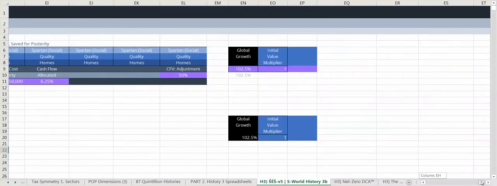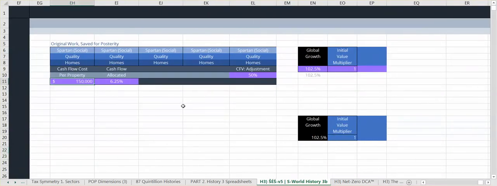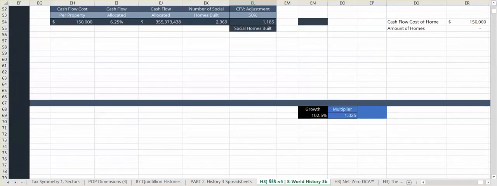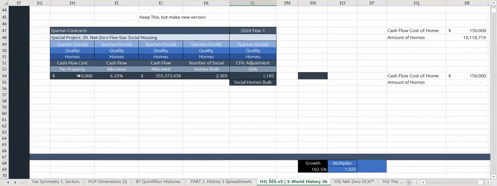At the end here we see housing, $150,000 per house, and a CFV adjustment. It's easier to show here, actually. So housing builds either 2,396 houses or 1,185 if the CFV adjustment is right. CFV is the cash flow variable for what cash buys you as to what GDP you get for it. And it seems to be about 50%.